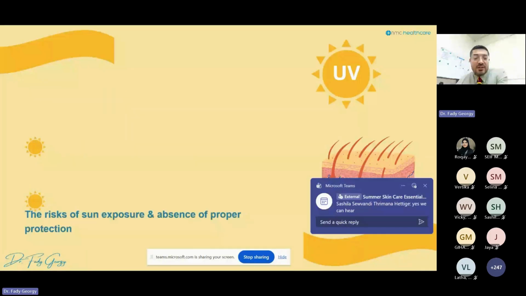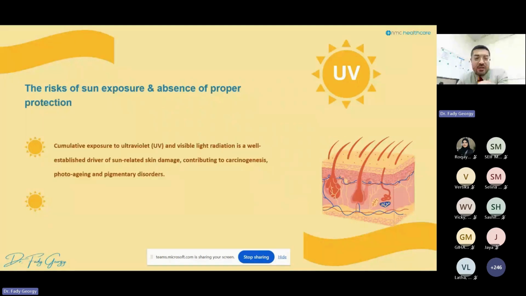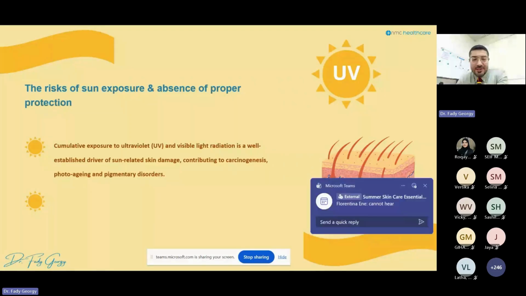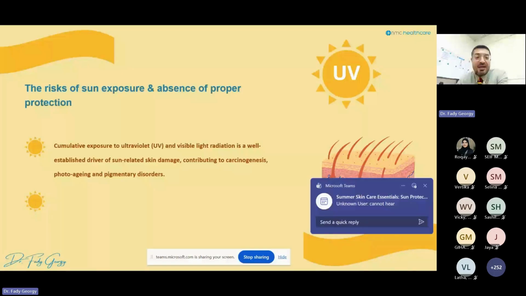The risks of sun exposure and absence of proper protection. The cumulative exposure to UV, which means ultraviolet rays and visible light radiation, is a well-established driver of sun-related skin damage that contributes to carcinogenesis, which means the cause of cancer. It also contributes to photoaging, as well as pigmentary disorders.